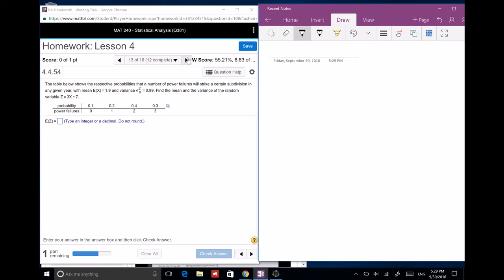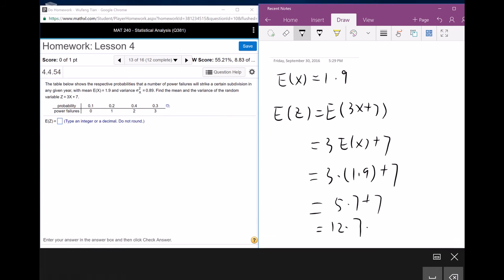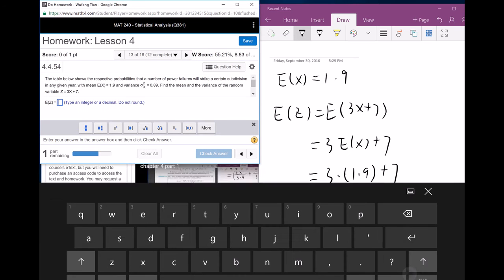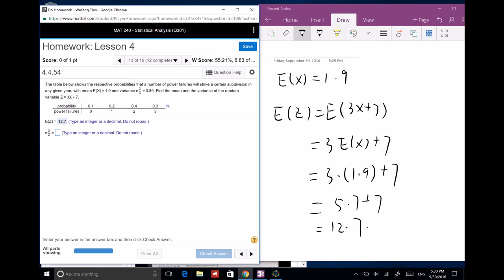So this will be exactly the same thing as the previous one. E of x is given. E of x is 1.9. So e of z, where z is 3x plus 7, equals 3 times e of x plus 7. So it's 3 times 1.9 plus 7, which is 5.7 plus 7, which is 12.7. Alright, so that's how you find this one.